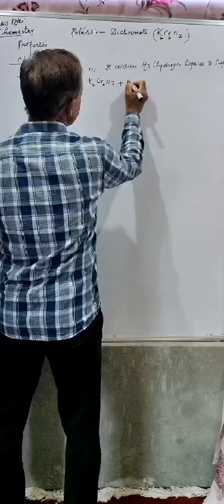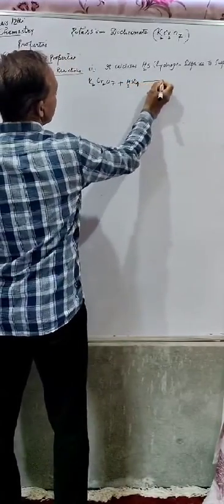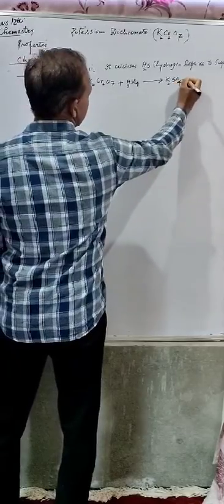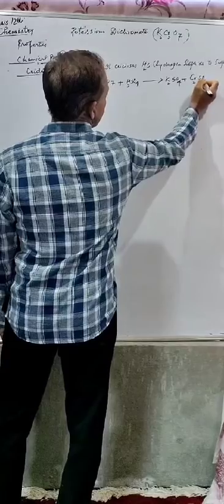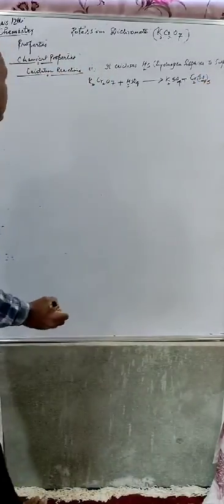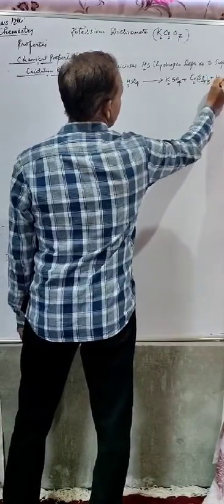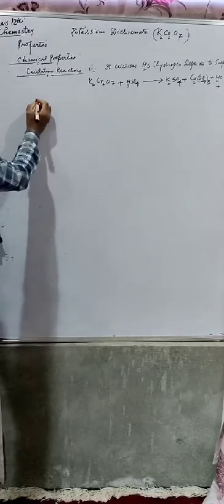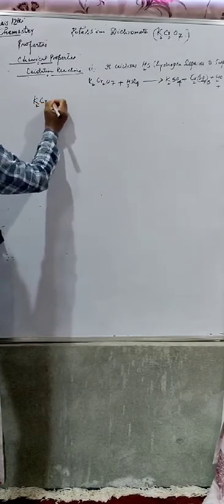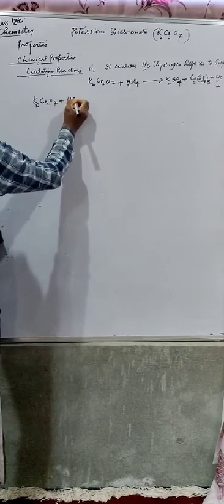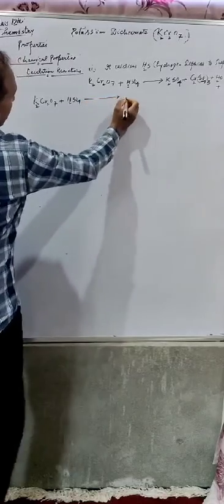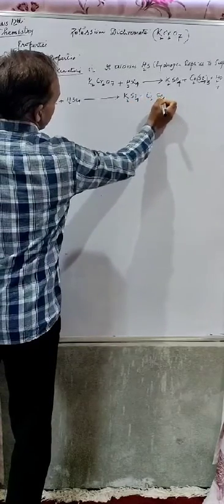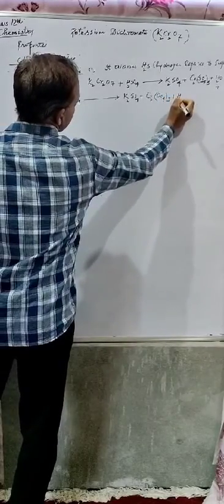So K2Cr2O7 in presence of H2SO4 forms K2SO4 plus Cr2(SO4)3 plus H2O plus O. Again, I will write it here so that it is visible: K2SO4 plus Cr2(SO4)3 plus water plus O.